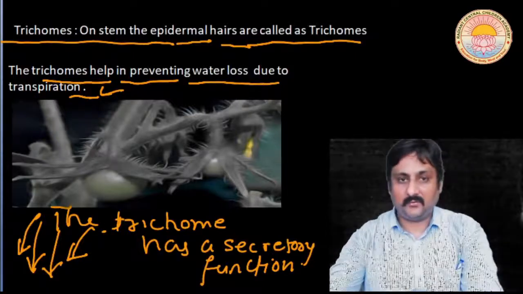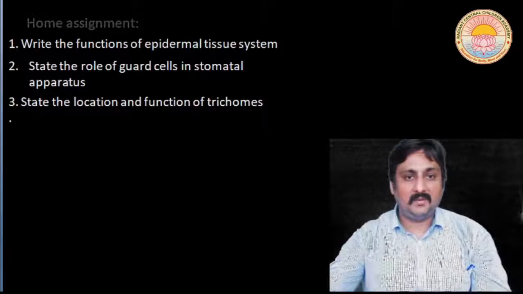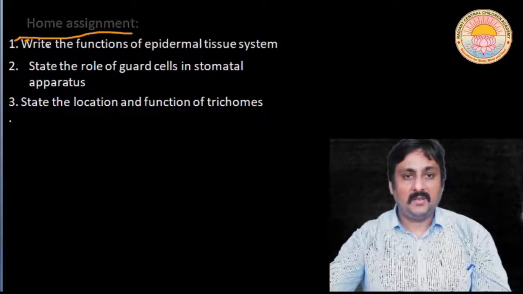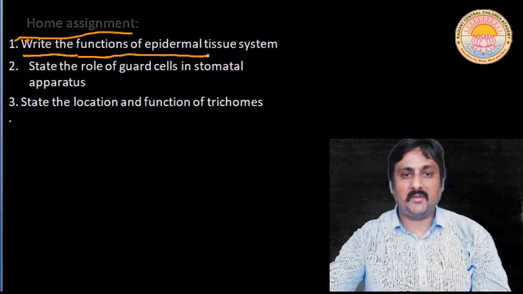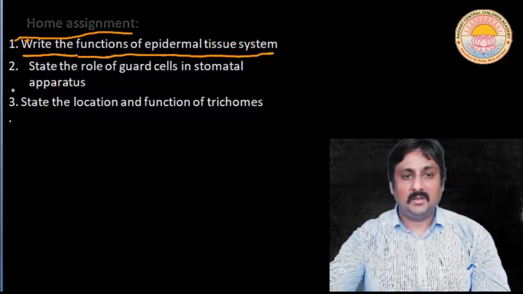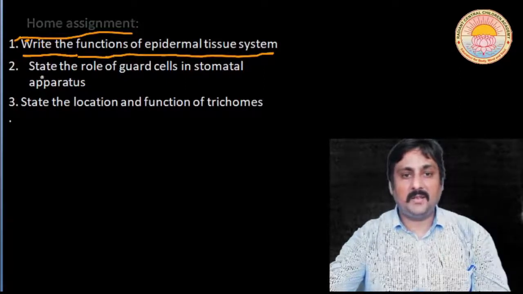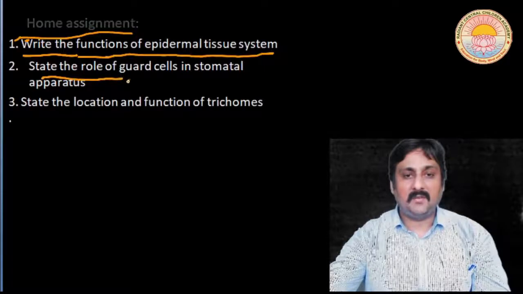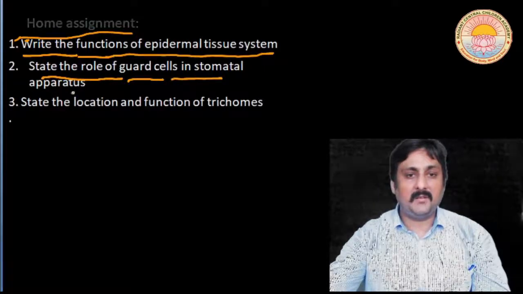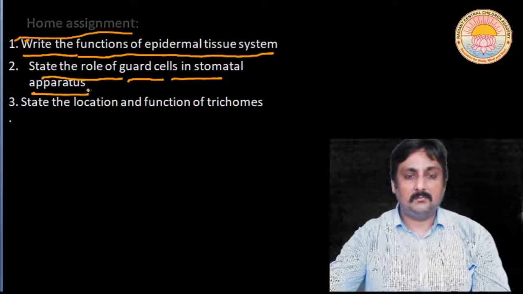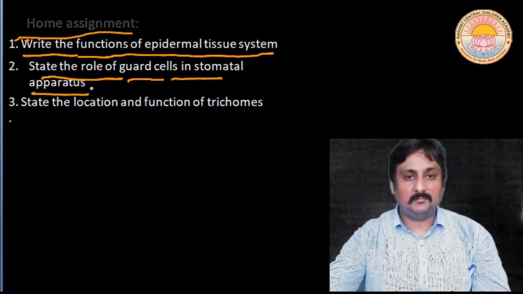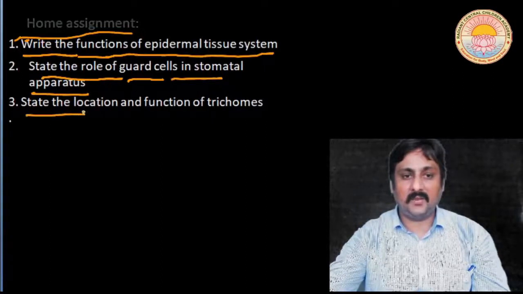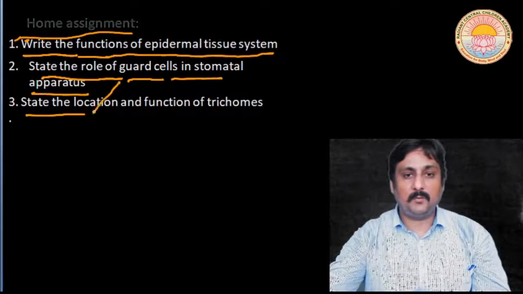Okay, now let us talk about the home assignment. You can see the home assignment here. The first question is, write a function of epidermal tissue system. As I have already told you, it protects the inner lying parts. That is the main function. The cuticle present on the epidermal cells helps in preventing the water loss due to transpiration. Then if chloroplasts are present, it also helps in photosynthesis.